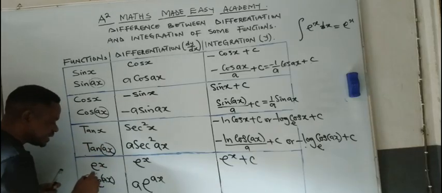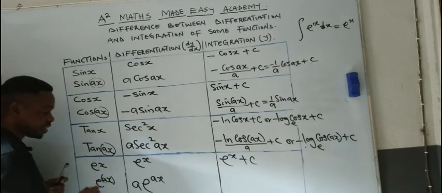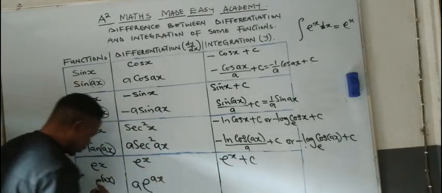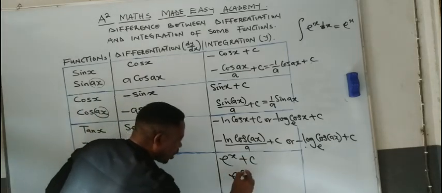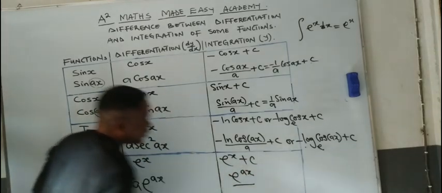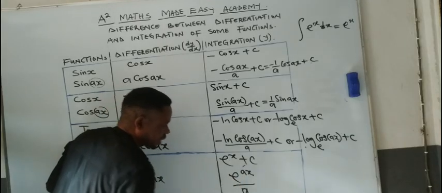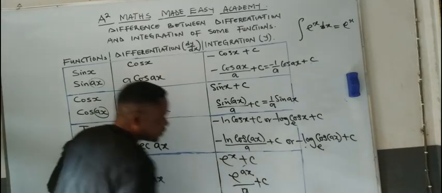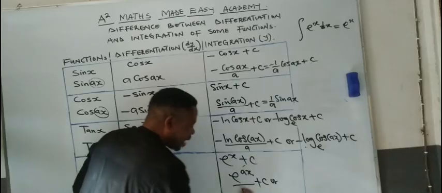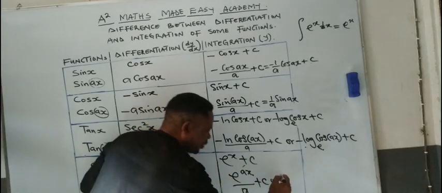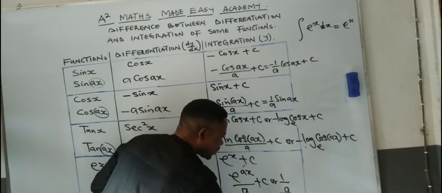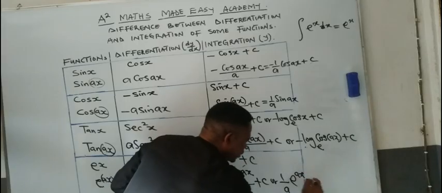But when it comes to integration of this, it is a different thing. The law is just repeat the question. What is the question? Exponential ax. Then divide. At the end, we differentiate ax. It will give us what? A. Then finally put plus C. Or we can call it the coefficient of expo here is 1 all over a, then exponential ax plus C.